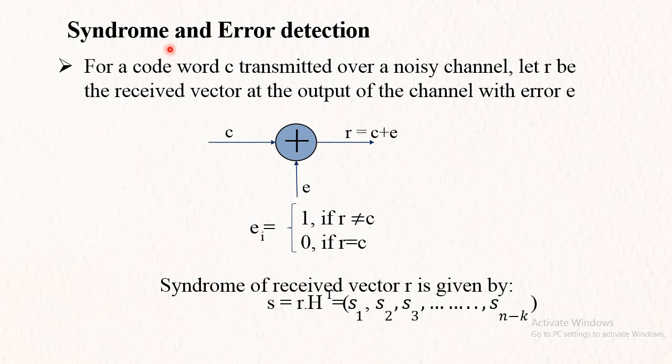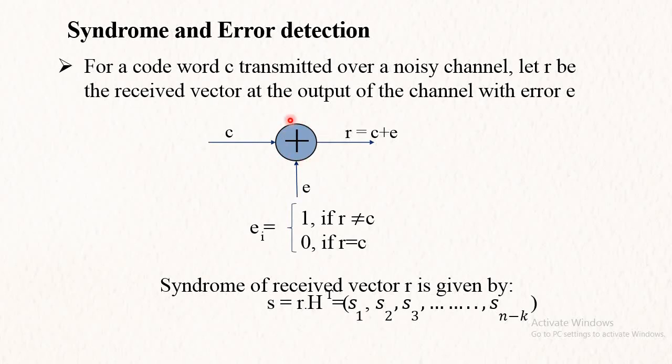Then the syndrome and the error detection. Syndrome tables are basically used at the receiver end for first detecting and then correcting the received code word. So for a code word C transmitted over a noisy channel, let R be the received code vector at the output of the channel with an error of E.